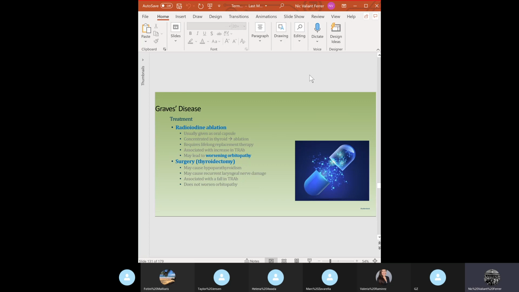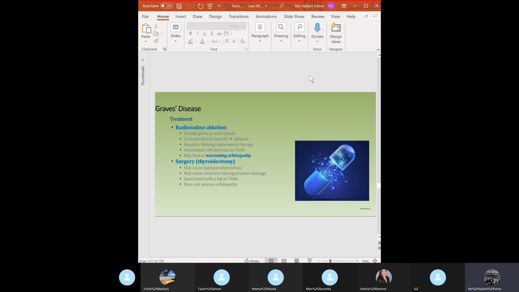Another treatment for Graves is radioiodine ablation. So you give an oral capsule. That capsule is concentrated iodine. Then you give it in the thyroid. Then you have ablation. However, this one requires lifelong replacement therapy, and it may lead to worsening orbitopathy. For surgery, thyroidectomy, what's the major risk? It can cause hypoparathyroidism. You might accidentally remove the parathyroids.